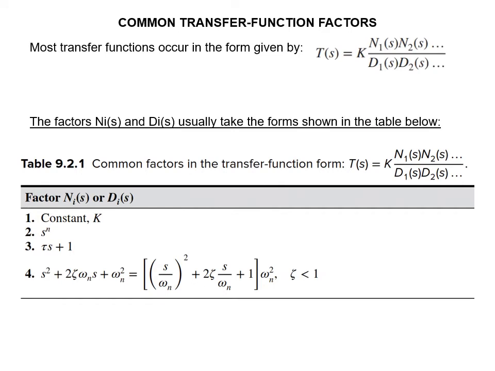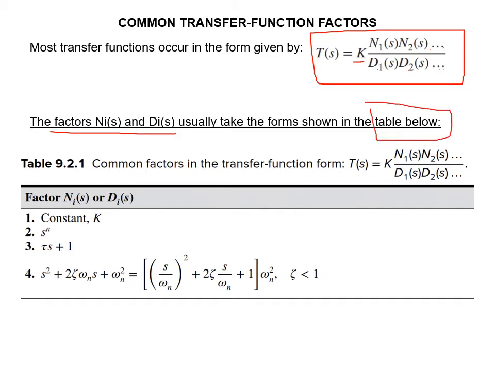So most common transfer functions are given by the following form that we've already looked at previously. Our T of s is equal to K times N1 of s times N2 of s, and so forth, over D1 of s, D2 of s, and so forth, for Ni and Di. These factors Ni and Di of s usually take the form shown in this table below, which is referenced back to table 9.2.1 in our textbook for the common factors for the transfer function that we see here.